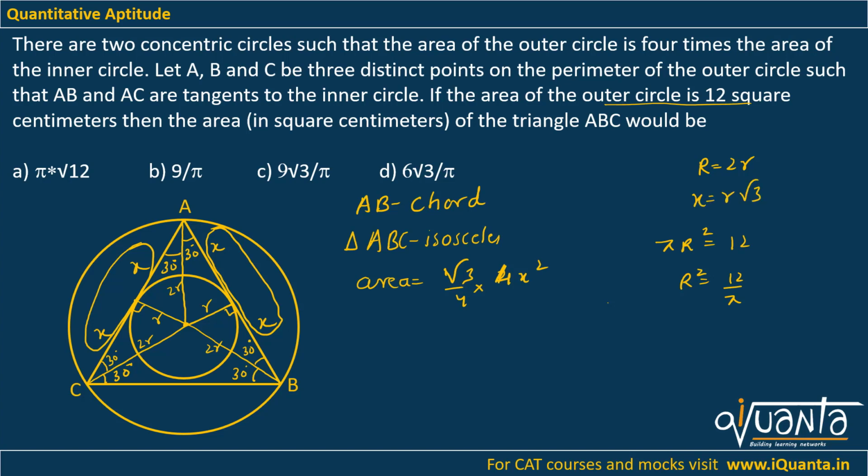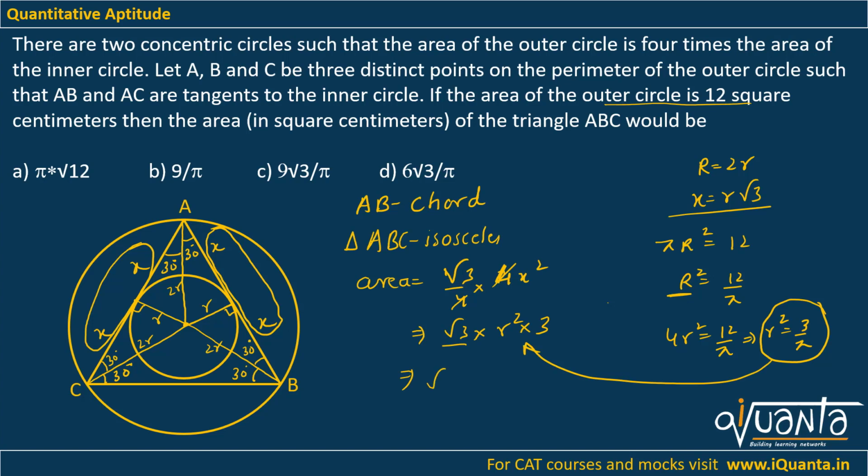Now we can change this x square in terms of small r, so 4r square will be equal to 12 upon pi, which will give me r square equal to 3 upon pi, right. And if I write area in terms of small r, I'll get root 3, this 4 is gone, x square, x is r root 3, (r root 3) square, that means r square into 3. Now I can put this value of r square over here, I'll be getting 3 root 3 into r square, r square is 3 upon pi, which gives me the ultimate answer as 9 root 3 upon pi. This will be the answer.